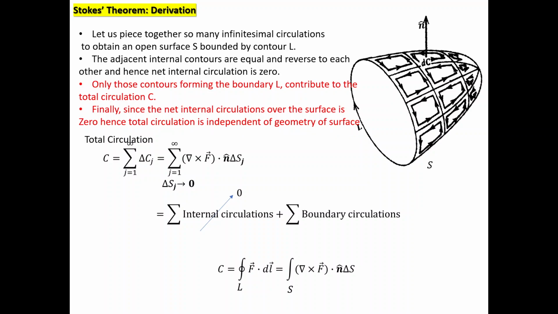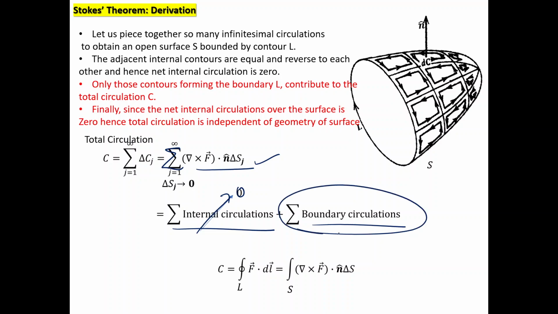Now let us calculate the total circulation. Let's say there are so many circulations present, then let's sum up all those circulations. Then this circulation can be divided into the internal circulations as well as the boundary circulations. Now we saw that the internal circulations cancel out each other, so there is no net internal circulation. This is zero. We are only left with the boundary circulations.